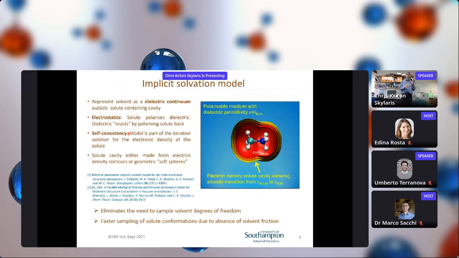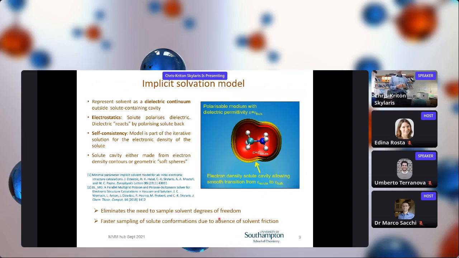So another thing that we need to include in some of these calculations is the solvent. And for this, you can either do sampling of solvent, but then this is very demanding in terms of configurations because we have solved the length scale problem, but not the time scale problem. So you can only do sampling in ab initio molecular dynamics of a few picoseconds, which is often not sufficient.